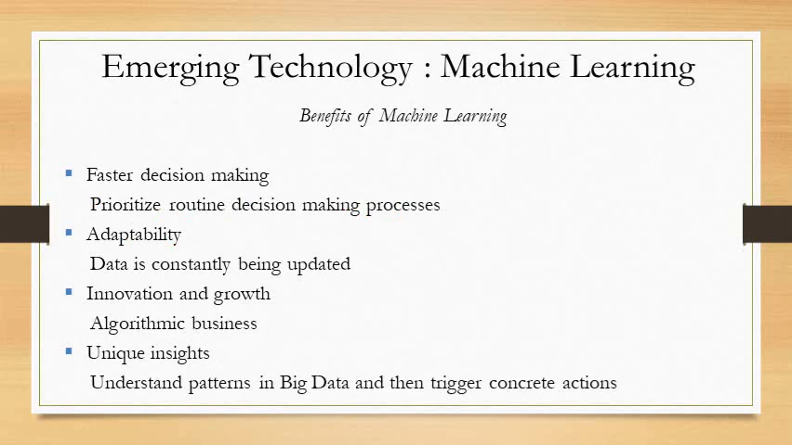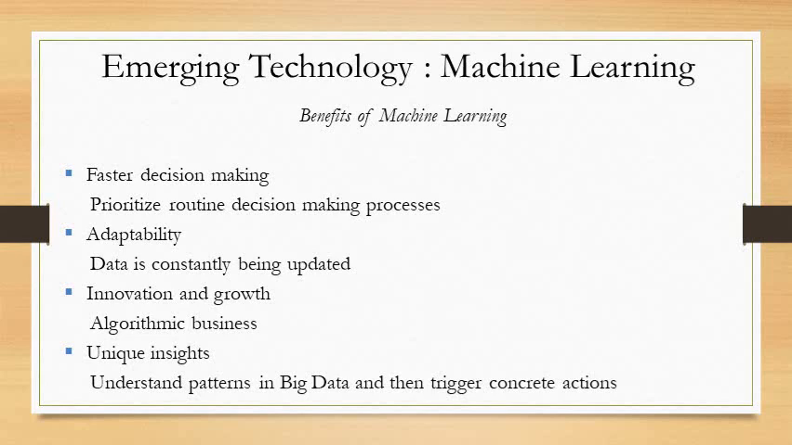Now, what are the benefits of machine learning? Since it promotes making the machines make decisions independently, decision making is faster, and you can even prioritize those decisions based on some routines, and it also adapts itself to the changes which come up because of change in data.